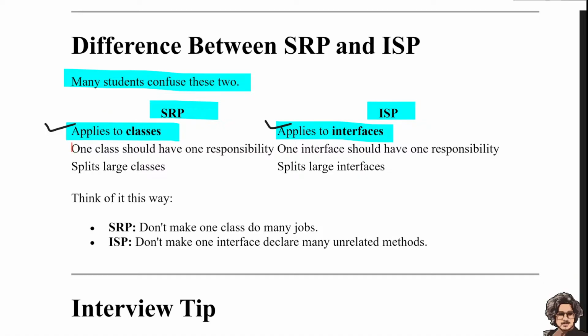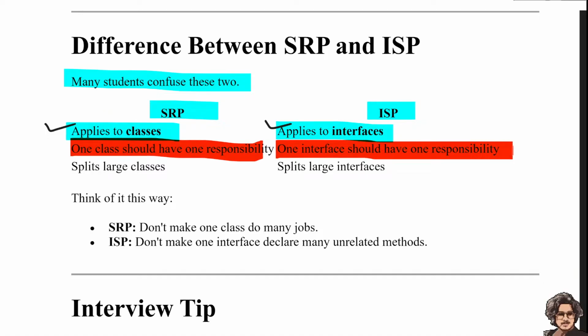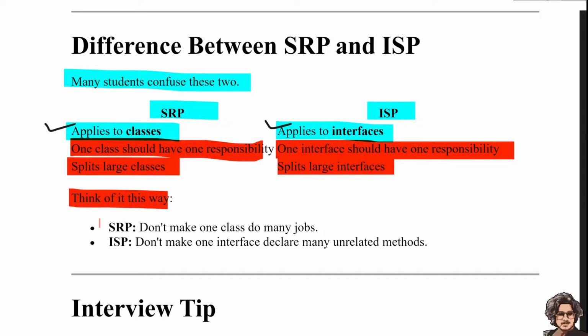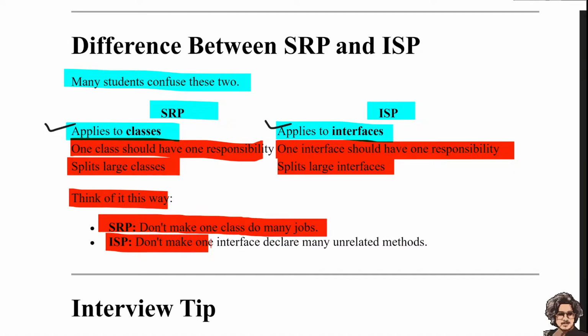So one class should have one responsibility and one interface should have one responsibility. Split the large classes, and split the interface. Okay, these are the differences. The only difference is class and interface. Think of it this way: SRP means don't make one class do many jobs, and ISP means don't make one interface declare many unrelated methods.